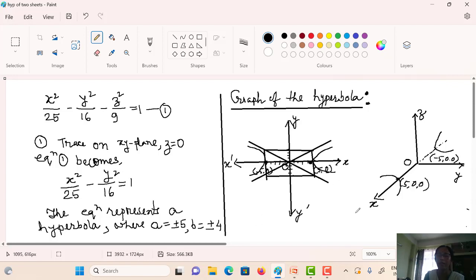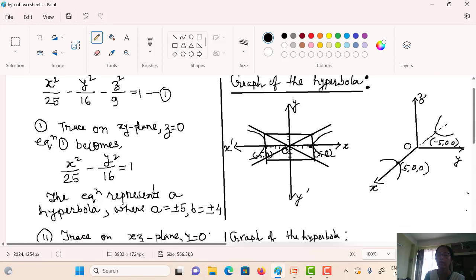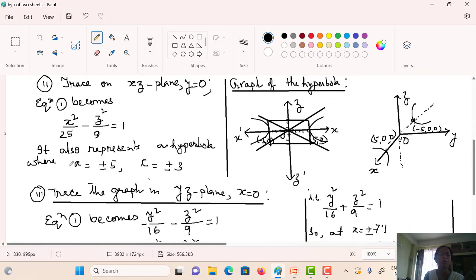Then next we are going to draw the graph for the xz plane. So the trace on the xz plane, where y is 0. On the xz plane y is 0. So the equation becomes x square by 25 minus z square by 9 equal to 1. It also represents a hyperbola, where a is equal to plus minus 5 and c is equal to plus minus 3. Now we trace the graph the same way as before.